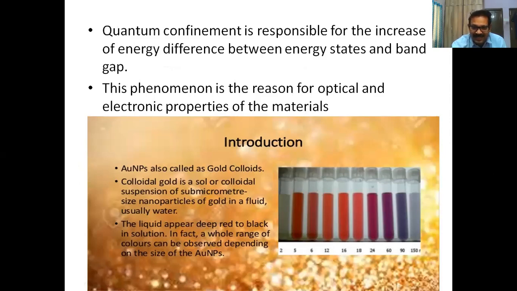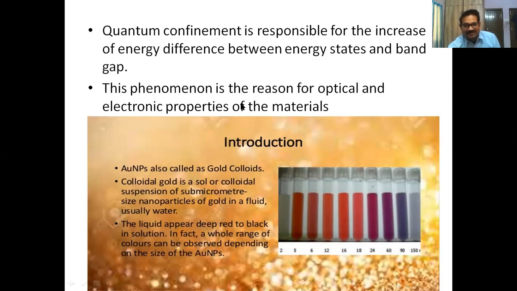The gold particle size is changing, and the color of the gold particle is changing here. 2 nanometers, this is the size. 3, this is the size. 5, 8, 6, 12, 16, 18. When we observe, slowly the color is changing. So this is violet, purple, and this is a blue color. We can see orange as well. When the size is increasing and it becomes bulk, then we normally get a yellow color.